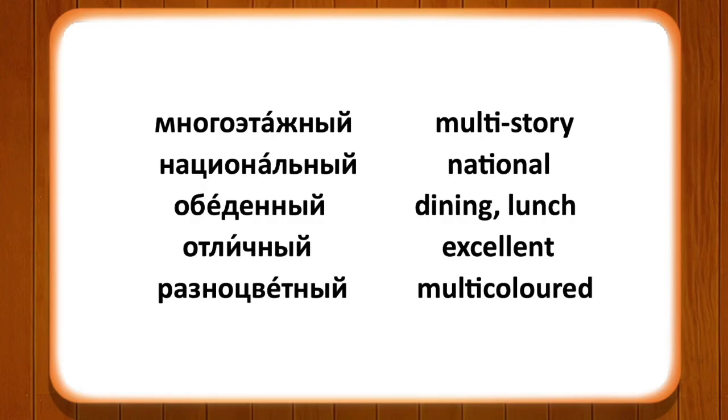Национальный парламент, national parliament. Национальная, национальное and национальный. Then обеденный means dining or lunch. Обеденная, обеденное, обеденные. And like this, отличный, отличная, отличное and отличные for excellent. Likewise, разноцветный, разноцветная, разноцветное and разноцветные. So like this, if you can make out with the help of different nouns depending upon their gender, you can use these adjectives as well.